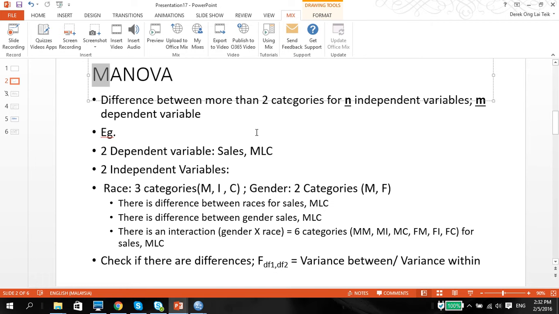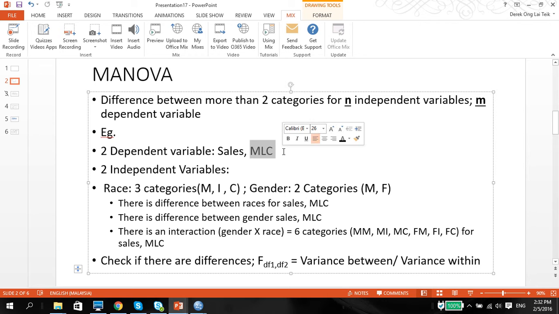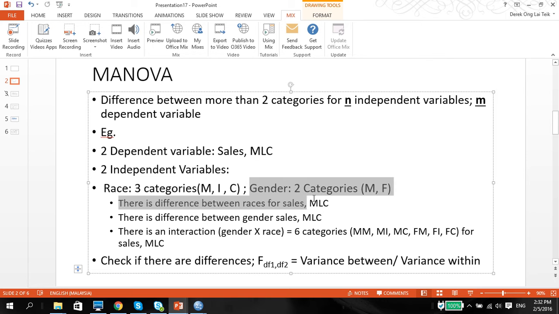Okay, so coming to our example here, I'm going to be doing two dependent variables, which are sales, and my MLC here, which is known as the motivational level combined. And two independent variables, whereby I'm going to use race with three categories, Malay, Indian, Chinese, and gender, which is two categories, male and female.